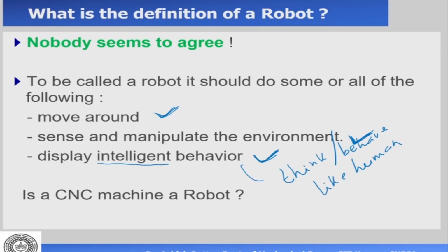Now, what about the Amazon robot which we saw some time back? Is that a robot? Yes. Why? Because it moves around. The mobile robot moves around. Does it sense and manipulate the environment? Yes, it will have sensors, so if there is an obstacle, it can immediately stop or change its path.